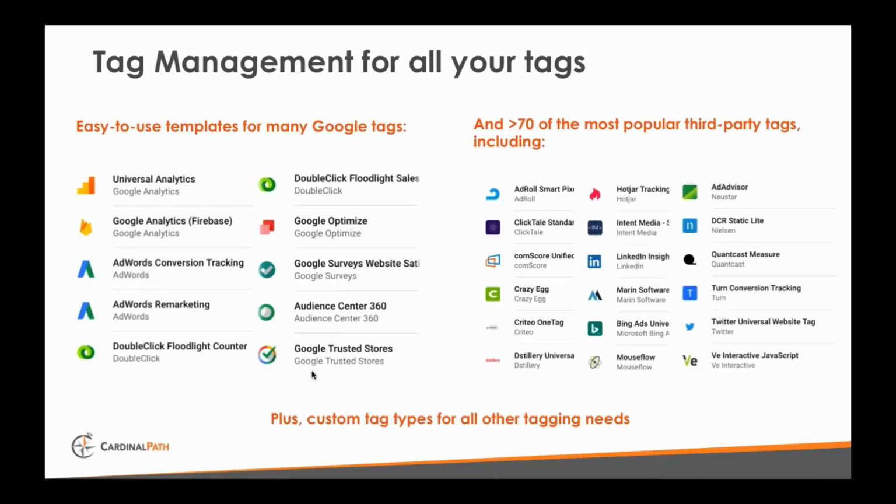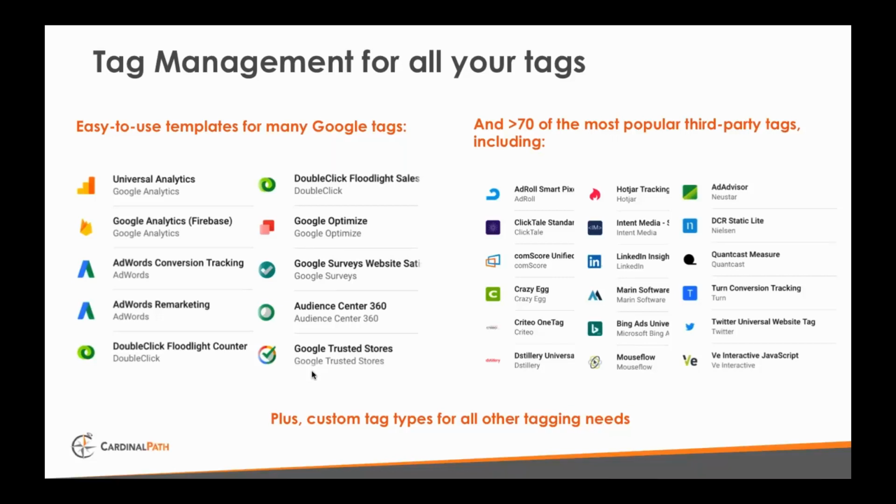Now, I've talked about a couple of the integrations we have with some Google products like Google Analytics and DoubleClick, and we have support, of course, for all of the products that we've integrated with on the Google side that are tag-based, and over 70 of the most popular third-party tags as well. So you can see some of the tags that we have support for here, like ComScore and ClickTale, Bing and Criteo and things like that.